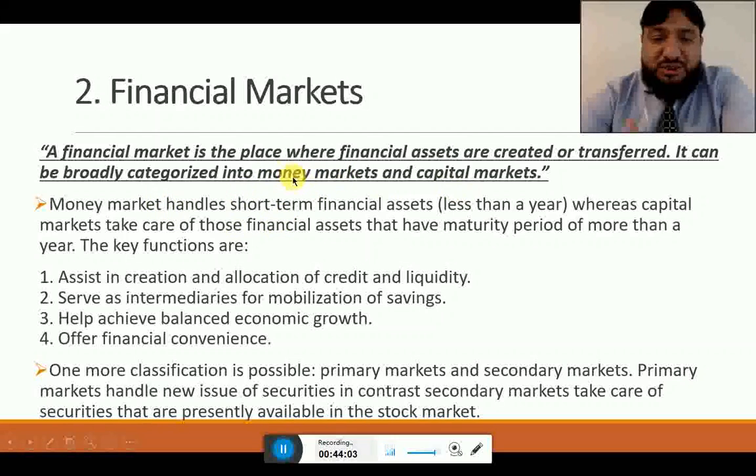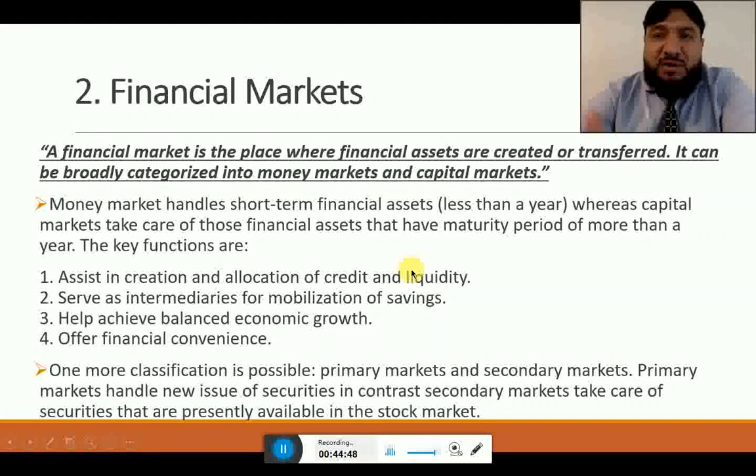Okay, in money market, short-term financial assets are issued, sold, or purchased. In capital market, long-term financial assets are issued, sold, or purchased, right? So the functions of the financial market could be to assist in creation and allocation of credit and liquidity. Their main job is basically the creation and allocation of credit and liquidity. Credit means someone is in need of money, they can get a credit from that, and someone has financial assets and wants to convert them to money, so it will provide a liquidity.